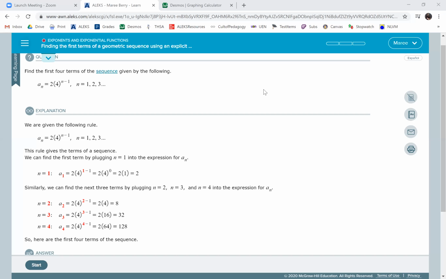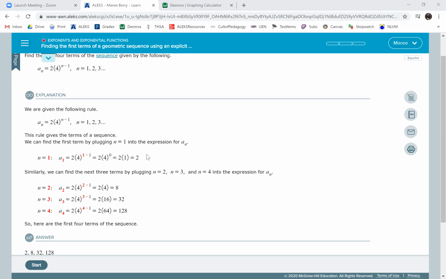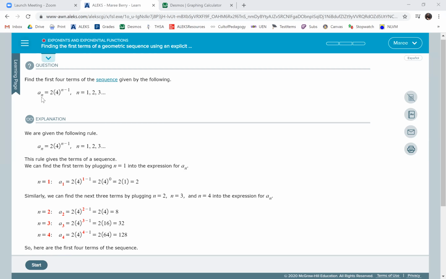This particular topic is basically just the same as if you were substituting in for a variable. They give you the equation that they want you to use, and you just plug in 1, 2, 3, and 4. You go to 4 because they're asking for the first 4 terms. You can see in this example how they show you that everywhere there's an n, they plug in the number 1. So when n equals 1, a sub 1 equals 2 times 4 to the 1 minus 1.